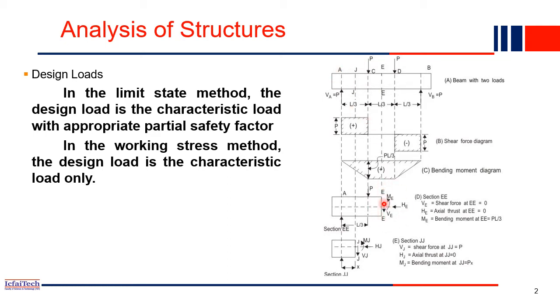So only you will have a moment, bending moment at the center, which is maximum, and the value is PL by 3. That's what is written here. Similarly, if you take a section here at JJ, you will find there is a maximum shear force. So JJ is very near to the support. So the shear force here is maximum, which is P. That's why shear force at JJ is P, whereas axial thrust is 0 because there is no horizontal force acting. And bending moment also can be calculated easily as P into X. So bending moment is this much.